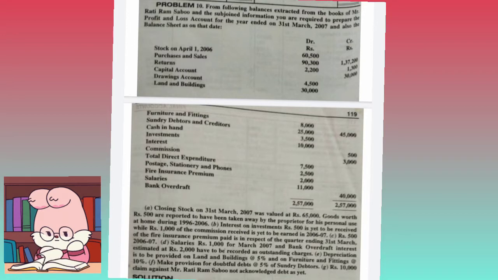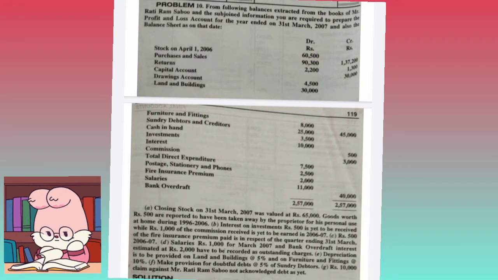Next, capital account, liabilities. Drawings, we will deduct the drawings from the capital. Land and buildings, assets, so balance sheet. Furniture and fittings 8000, balance sheet. Debtors 25,000, balance sheet asset side. Creditors, liability side. Cash in hand, asset. Investments, asset. Interest and commission, they have given the credit balance, so P&L account credit side, incomes received.